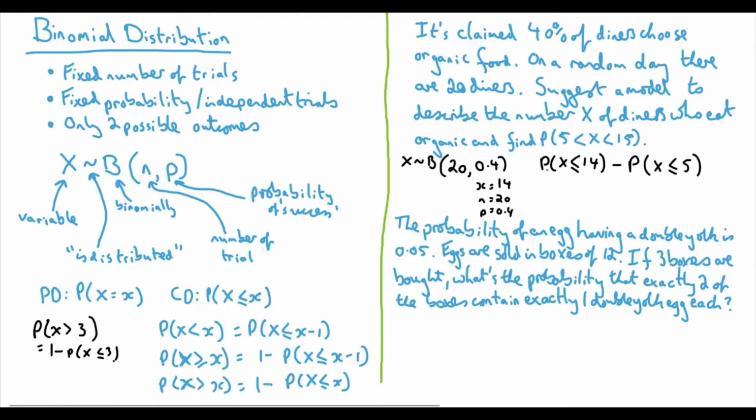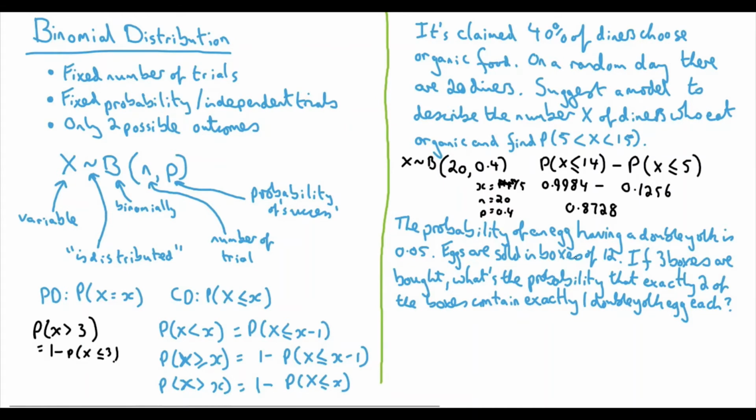That should get you a probability of 0.9984. And if you do the same again, this is now going to be 5. That gets you 0.1256. So subtracting them from each other, you end up with a probability of x being between 5 and 15 of 0.8728.